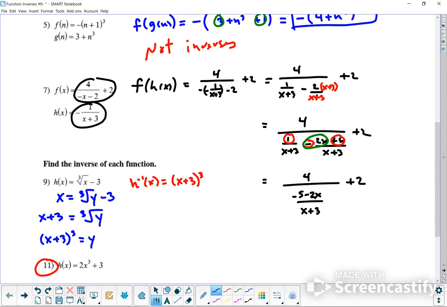I can fix this by rewriting it, and it's going to end up looking like 4 times x plus 3 over negative 5 minus 2x plus 2. But again, by combining it and doing some work to it, it's not going to give me an x. So it's not going to equal x, which means that I know that these are not inverses.